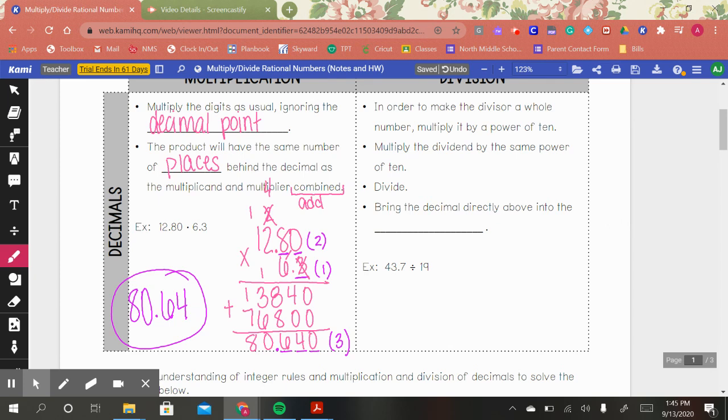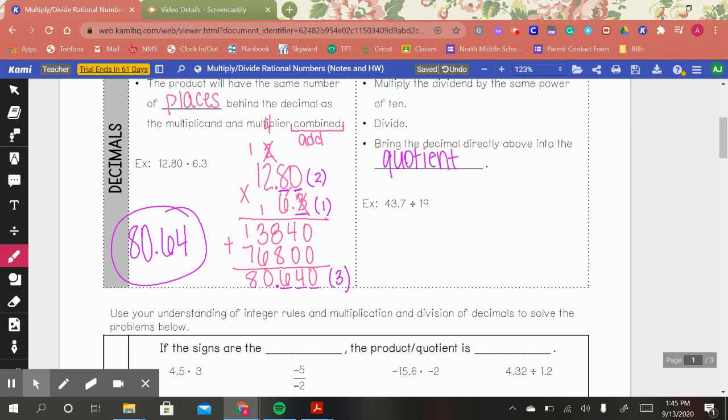In order to do division, so in order to make the divisor a whole number, multiply it by a power of 10, multiply the dividend by the same power of 10, divide, and bring the decimal directly above into the quotient. That is a lot of vocabulary. If you just hang tight, we will work it out and make sure everybody's on the same page.